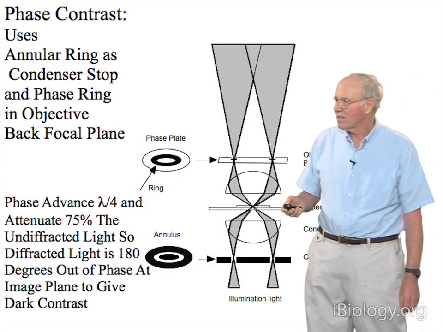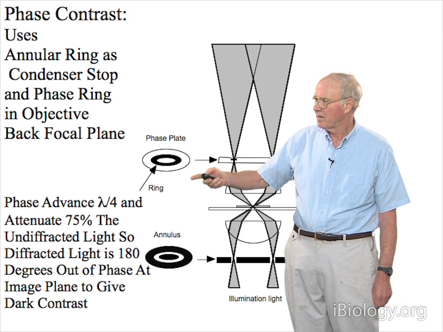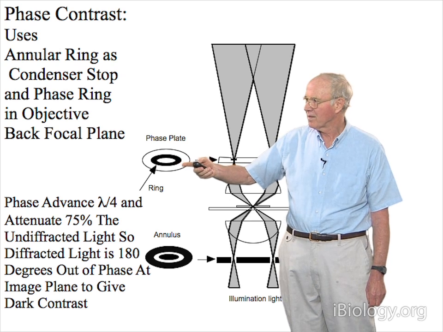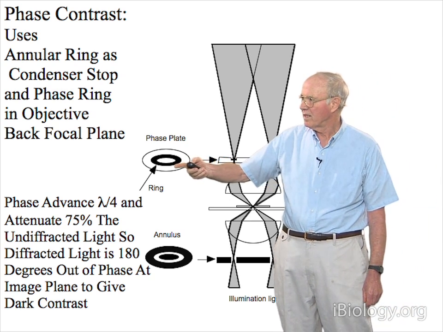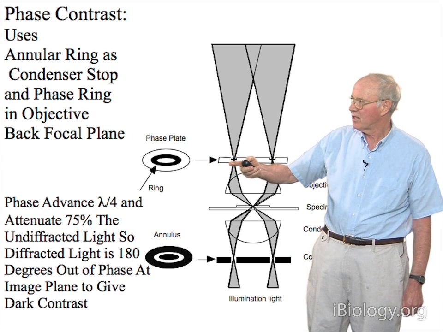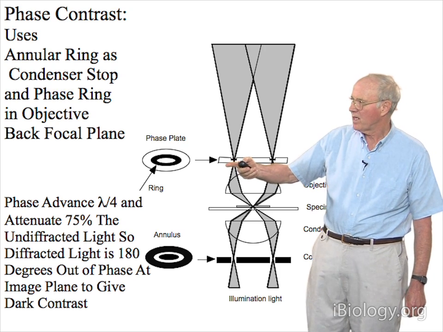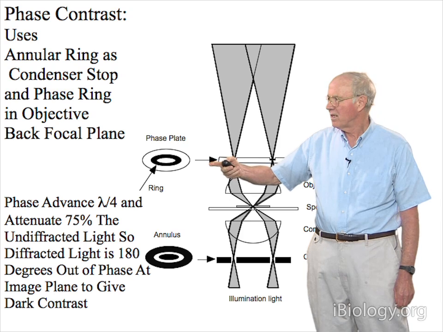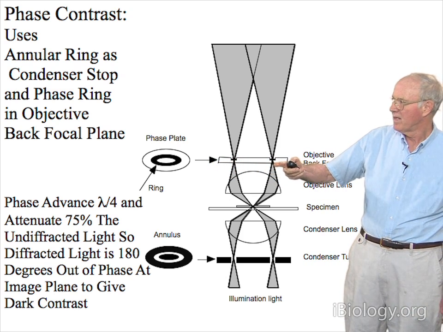So phase contrast works by putting in the back focal plane of the objective a phase plate, which is like a glass disc, in which there's a ring that's etched out or cut into the disc so that the thickness at the base of the ring is thinner than for the rest of the disc that covers the back aperture, or the back focal plane, of the objective.